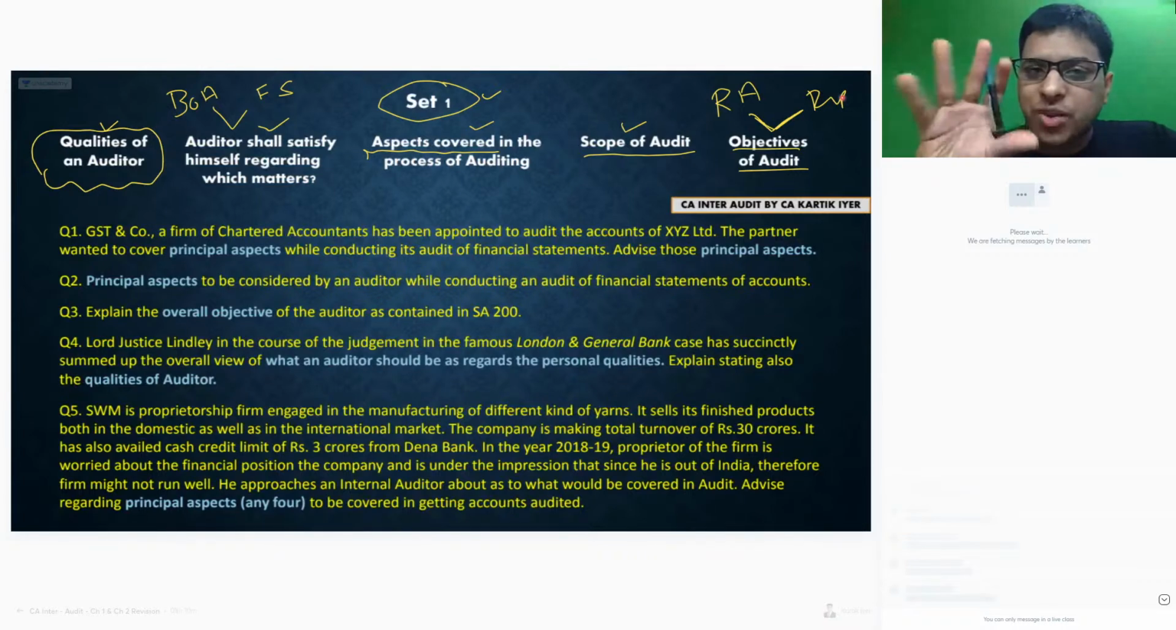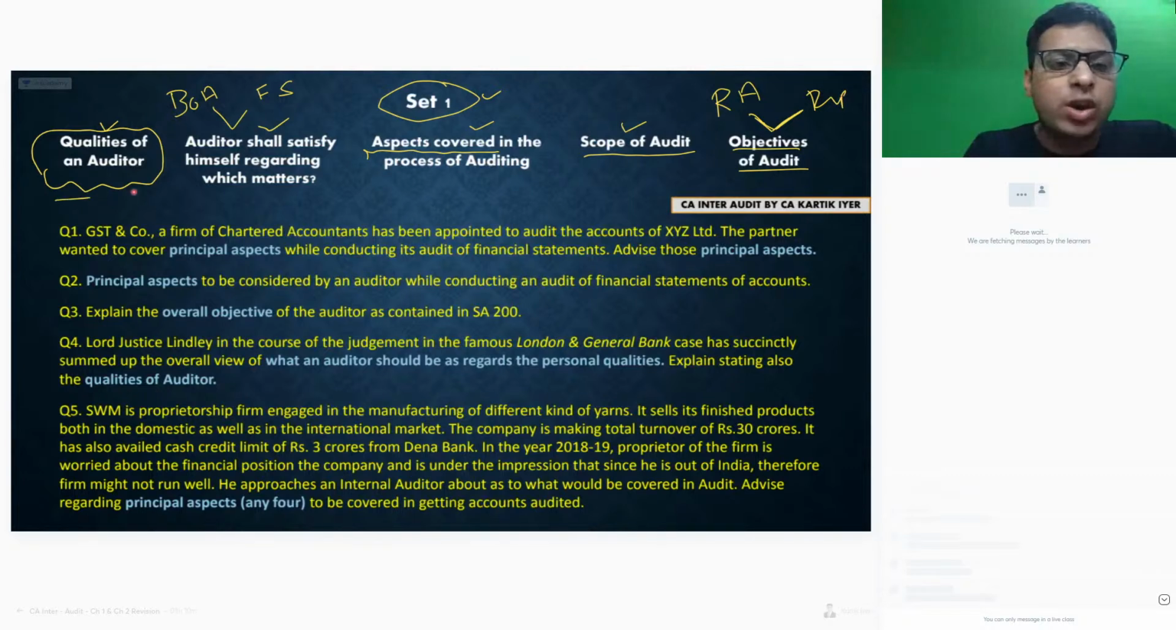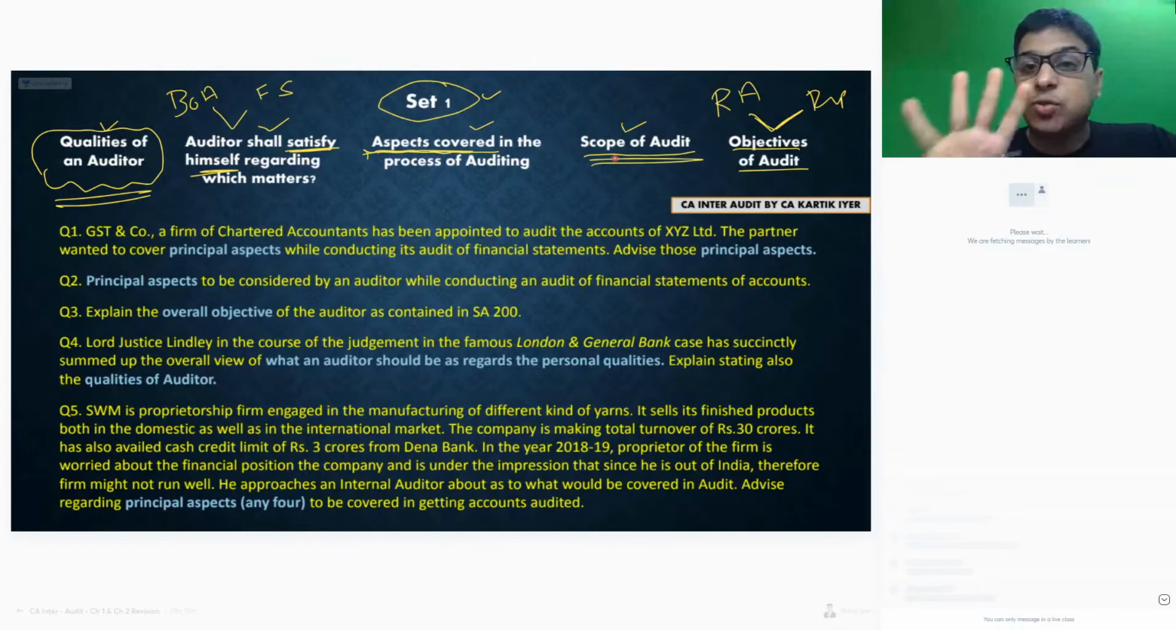So what are the 5 points or answers in this first part? You have qualities of auditor. You have auditor should satisfy himself regarding which matters. Aspects covered in the process of auditing is the third answer. Scope of audit is the fourth answer. And objectives of audit is the fifth answer. Very simple till here. Very easy.